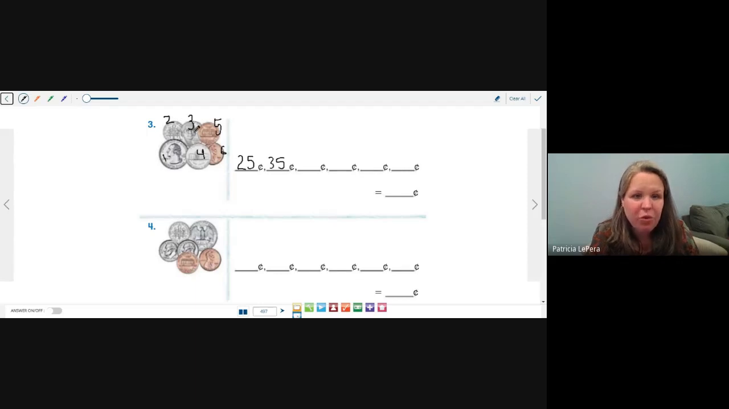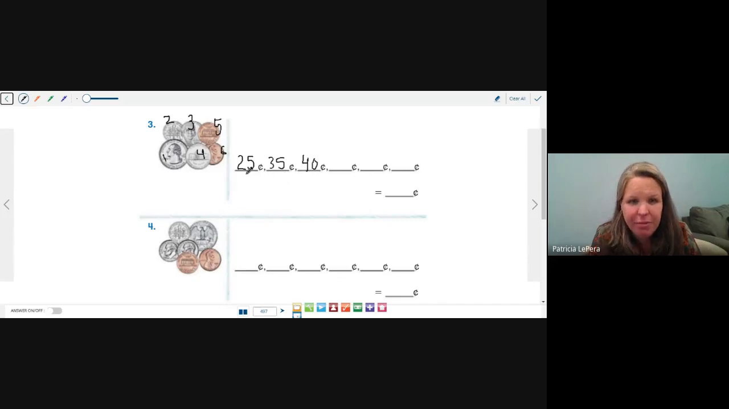Okay, the third coin I'm going to add is a nickel. So 35 plus 5. If you're not sure how to skip count like that, you can always add it up. 35, 36, 37, 38, 39, 40. So now we have 40 cents.